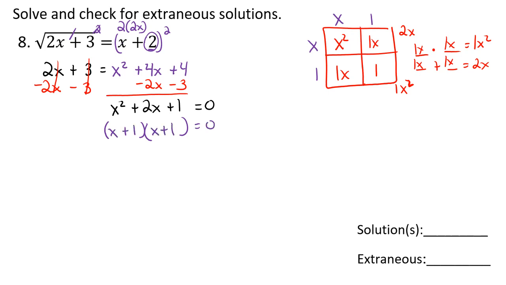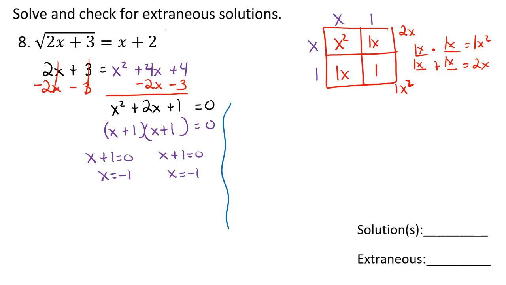And then we use our zero product property to solve for x. So we have x plus 1 equals 0, x plus 1 equals 0. Minus 1 to both sides, so x is equal to negative 1. Both of the answers are the same, so they're both going to be solutions, or they're both extraneous. So all we have to do is go back to the original problem up here and replace all of those x's with a negative 1 to see if it's a solution or not.